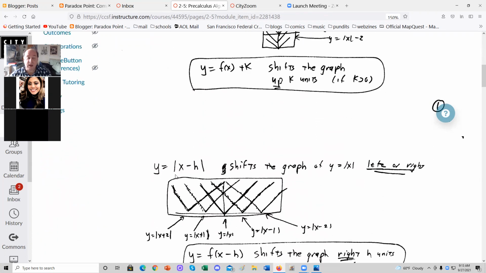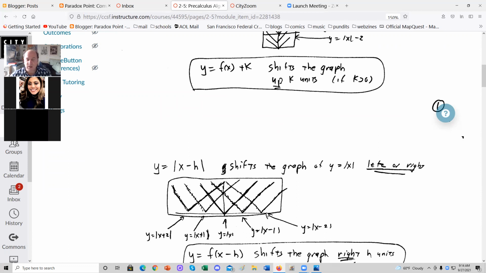Now here we have y equals absolute value of x minus h, the minus h inside the absolute value sign. So okay, that shifts the graph left to right. Here's a graph of y equals absolute value of x. Here's y equals absolute value of x minus 1. This minus 1 delays it by 1 unit, and so it shifts it to the right. That's a funny thing. Plus 1 outside the absolute value moves it up. Minus 1 inside moves it to the right. So there's a sort of a reversal effect.